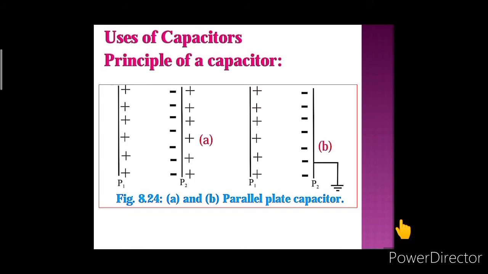The cylindrical capacitor consists of two coaxial cylinders of radii A and B respectively. The outer surface of the inner cylinder is positively charged, and the inner surface of the outer cylinder acquires negative charge due to induction. A medium of permittivity epsilon is present between these two cylinders, and the outer surface of the outer cylinder is earth connected. And the spherical capacitor consists of two concentric spheres of radii A and B.